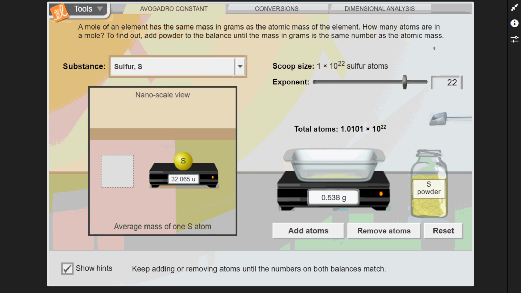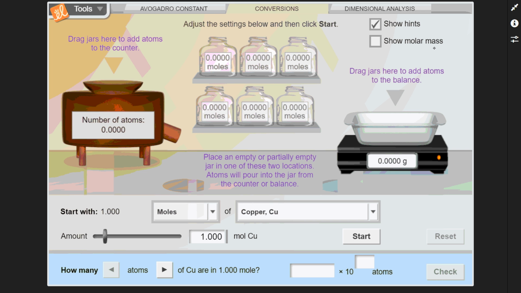Okay, so now we're going to be looking at something called the mole. So the mole is special. If I go here, let's go to sulfur again. I've got these little jars, and I can have a little slider over here. I can add things like atoms, moles, grams. I'm going to start with moles. So what's 1 mole? Well, let's add 1 mole of sulfur.